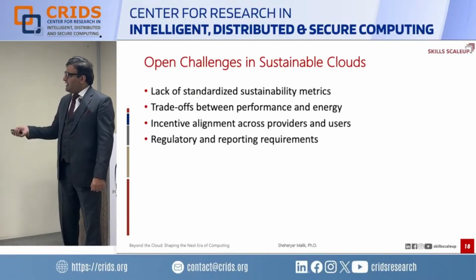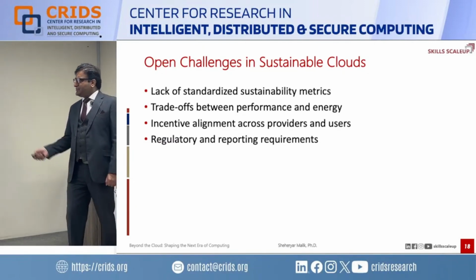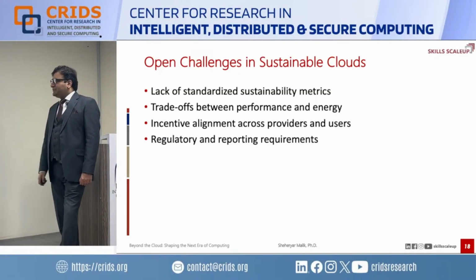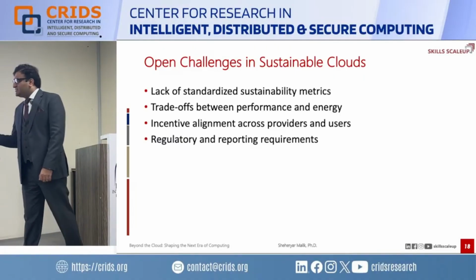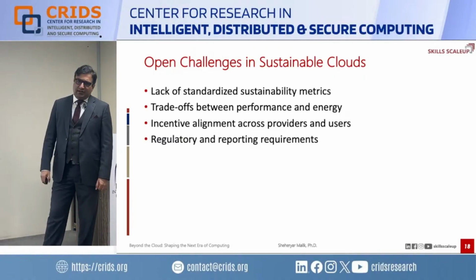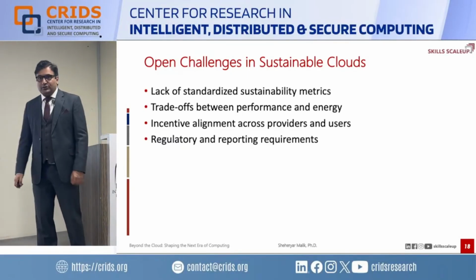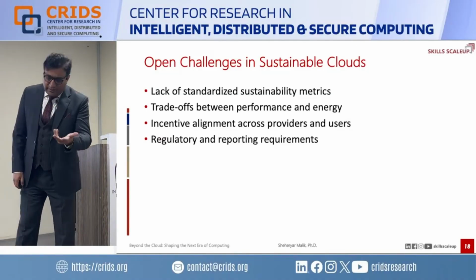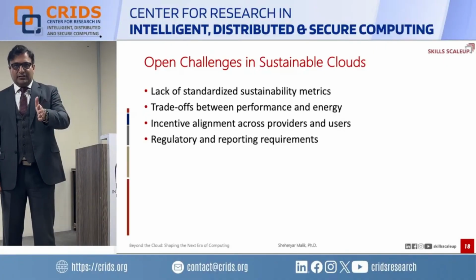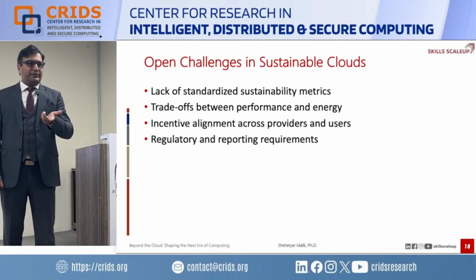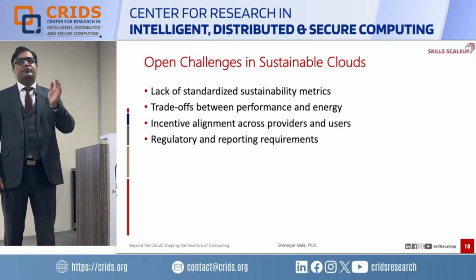Okay, so you do not have some standardization in terms of sustainability metrics. Trade-offs between performance and energy, what are they? How can you make these trade-offs? Similarly, incentive alignment across providers and users: if you want to incentivize, how are you going to do it with the provider and the user? A lot of countries right now are giving incentives if you shift to electric vehicles. The same thing can happen here, but who is shifting right now? We are talking about the cloud. So there is the cloud provider and then there is a cloud user. So who are you going to incentivize?